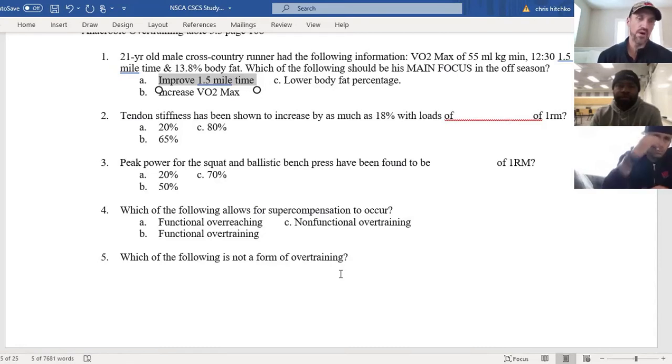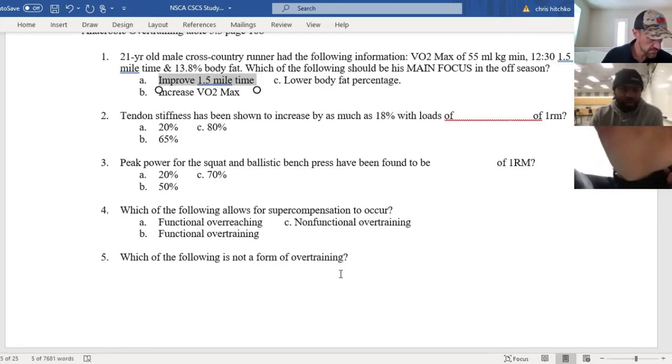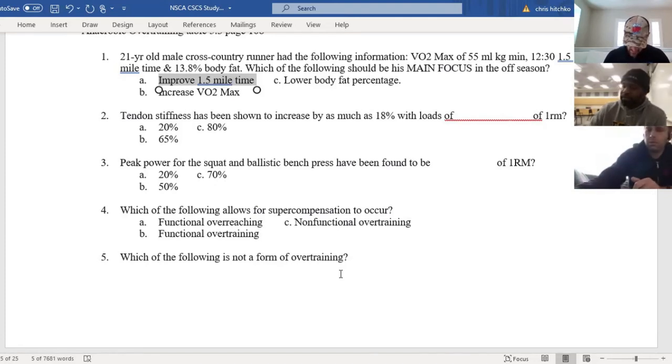3, peak power for squat and ballistic bench press have been found to be blank percent of 1RM. Peak power. What do we think? A, B, or C? I'm going to go with B. I feel like B as well. Yep. Good job. Peak power is a term that we suggest for you guys to take away from this chapter. That's going to be in the 106 chart that they have there.